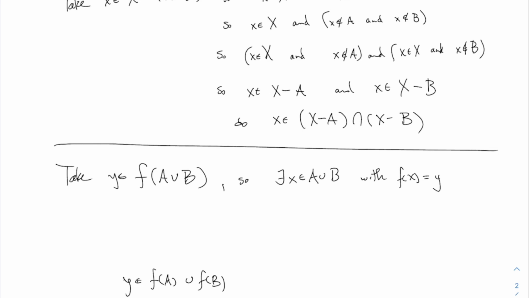So either x is in A and f of x is Y, or x is in B. How'd it go? Do you think I should break this down one more time before going here? Yeah, I should just write this there.